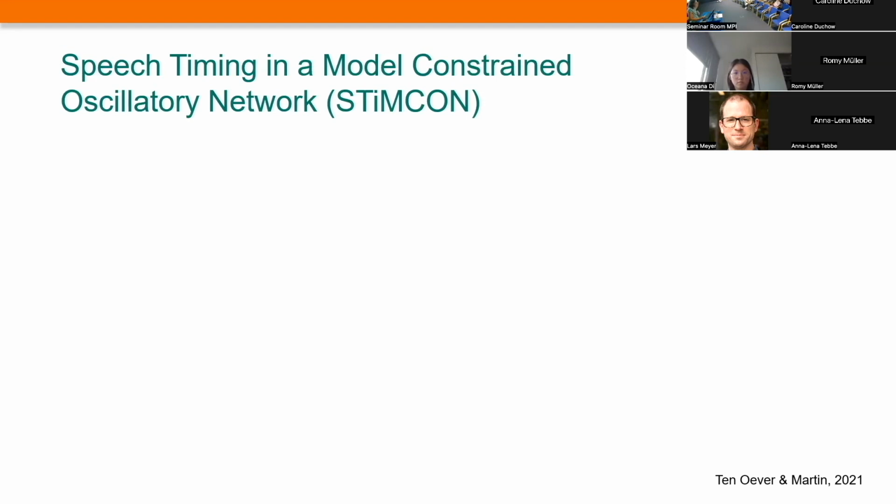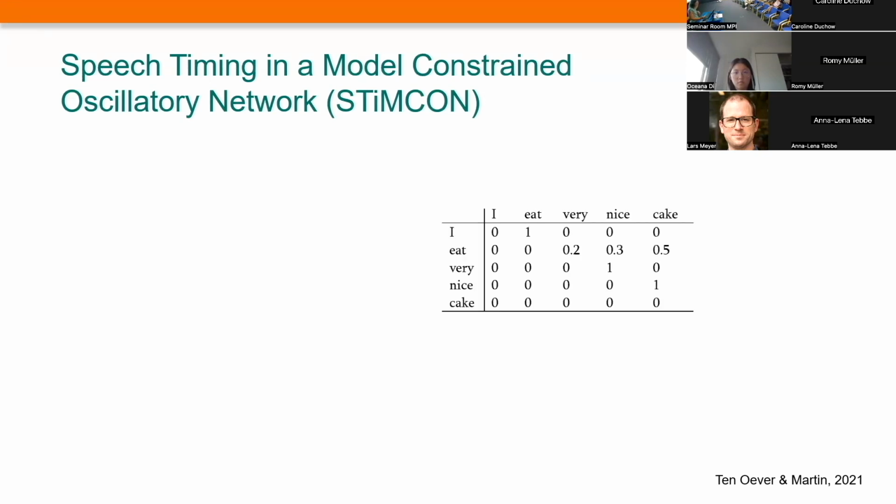So we call this model speech timing in a model constrained oscillatory network. And like the toy model I use, I like it because it's about cake. The toy model is a model that just has an oscillator that it trains to the speech rate, but on top of it, it has a language model that tries to predict what stimulus is coming next. So this is more in a predictive coding network fashion. Of course, in language, it's very common that we try to predict what comes next. So this is a model of the world, and this model has only seen 3 sentences: I eat cake, I eat nice cake, and I eat very nice cake.